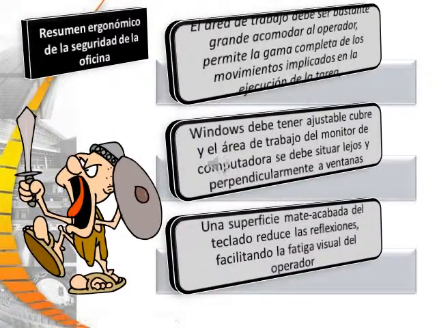The work area should be large enough to accommodate the operator, allowing for a full range of motions involved in performing the tasks. Windows should be adjustable, have adjustable drapes, and the computer monitor work area should be located away from and at right angles to the windows. A matte finish keyboard surface reduces reflections and eases the operator's strain.